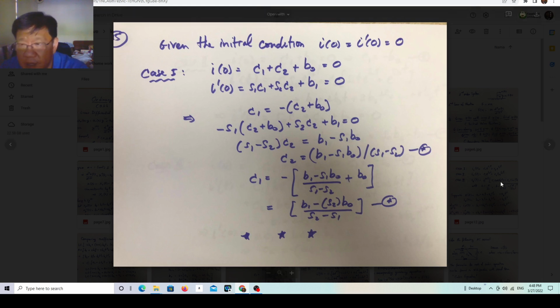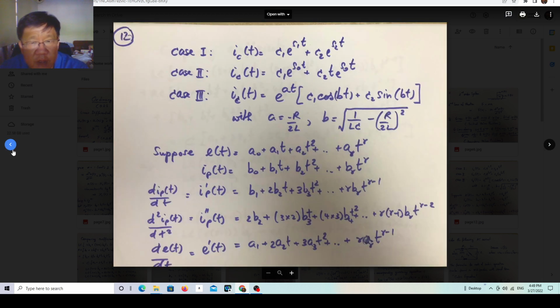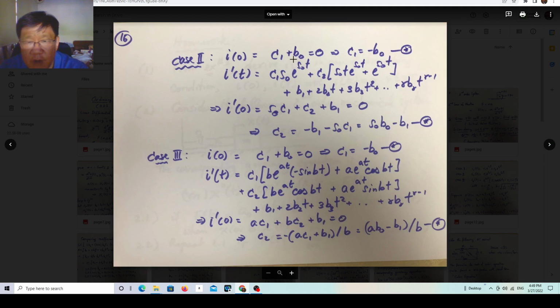and case 3. In case 2, you might remember we have this case. When you substitute t equals 0, you know that in the particular solution only B sub 0 is left, but in this term, when you substitute 0, C sub 2 vanishes, so only C sub 1 remains. So in case 2, C sub 2 vanishes because it's multiplied by t, so when you substitute, you get C sub 1 is equal to minus B sub 0.